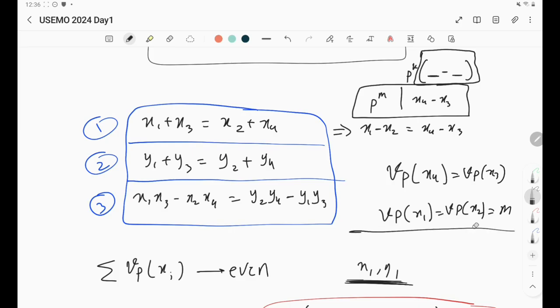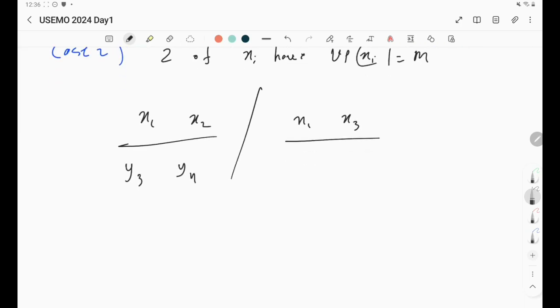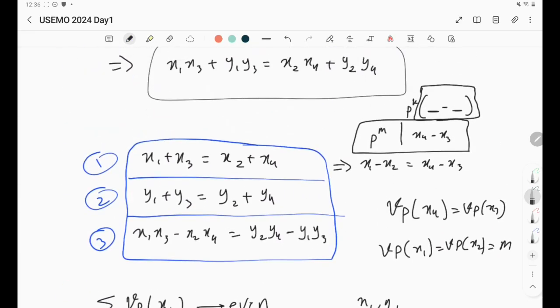So actually, yeah, we're done. We handled this case. So very nice. So we already handled this case. Now we need to look at this, the other case, x1, x3. Let's have a look at it.